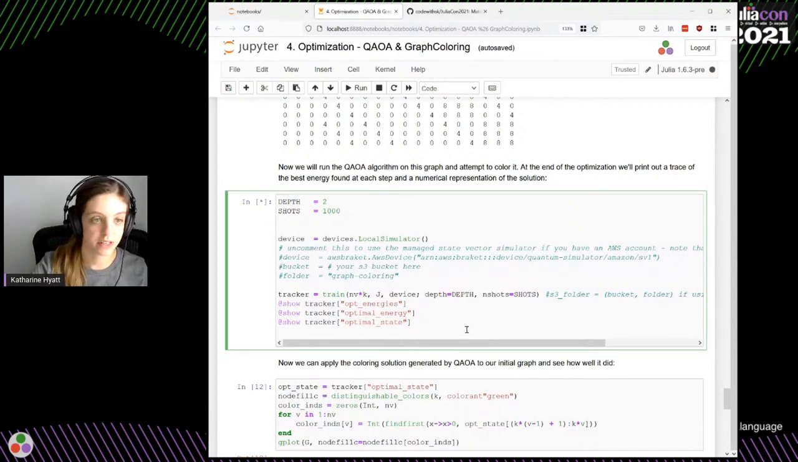It's going to take a second, so I'll take a drink of water. Local simulator working hard. All right, hopefully this will finish pretty quick. And then we can see whether it did actually successfully color.